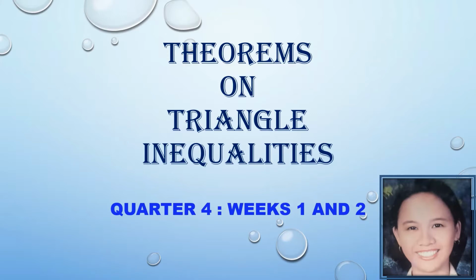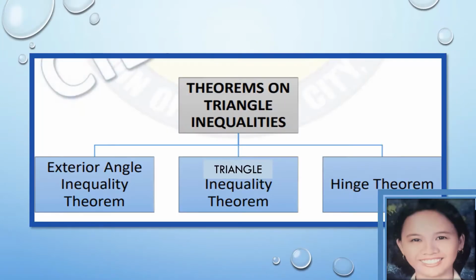For the fourth quarter, our weeks 1 and 2 have the same topic, that is on theorems on triangle inequalities. So for these 2 weeks, we will be focusing on the 3 theorems on triangle inequalities, that is exterior angle inequality theorem, triangle inequality theorem, and hinge theorem. For this tutorial, I will be giving brief explanations and examples on these 3 theorems. So just sit back and relax.